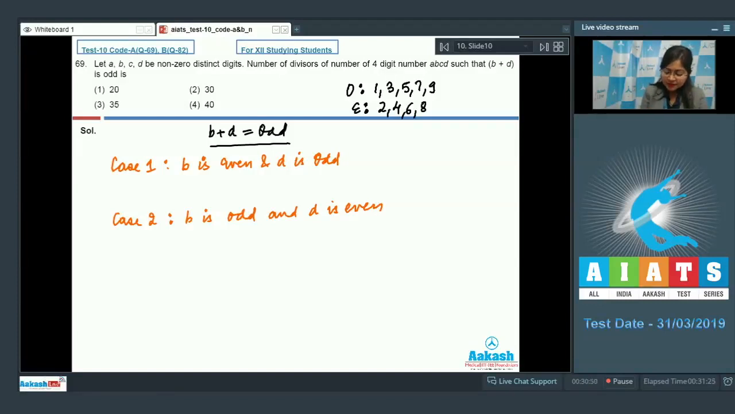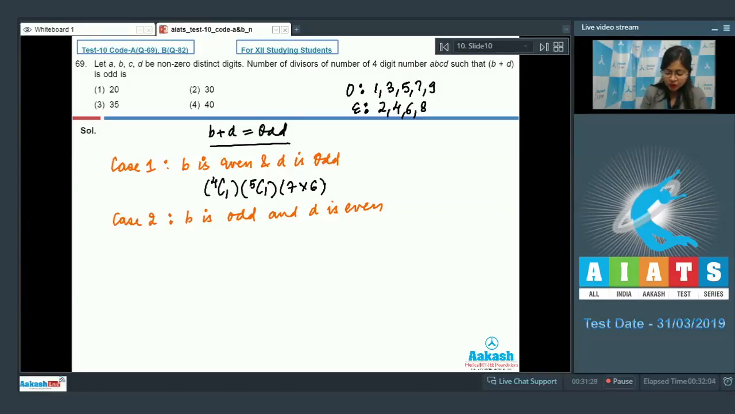Now firstly select b here from any 4 numbers, right? In 4C1 ways I have selected the digit b, and similarly I will now select an odd number for d in 5C1 ways. Now 7 digits have been left from which we can choose any 2 numbers for a and c. So that can be done in 7 into 6 ways.